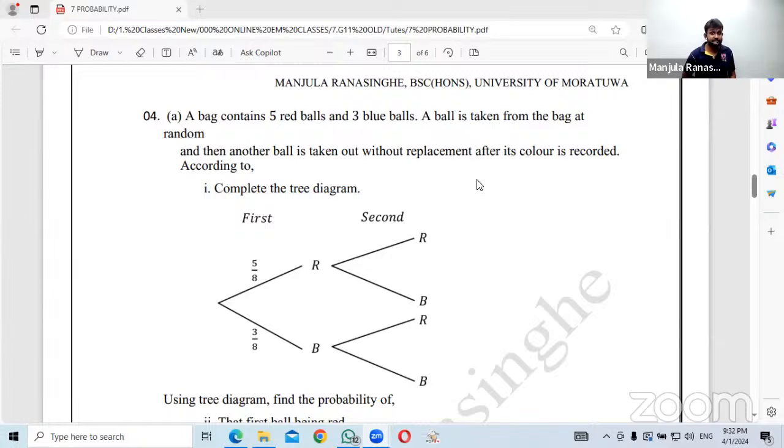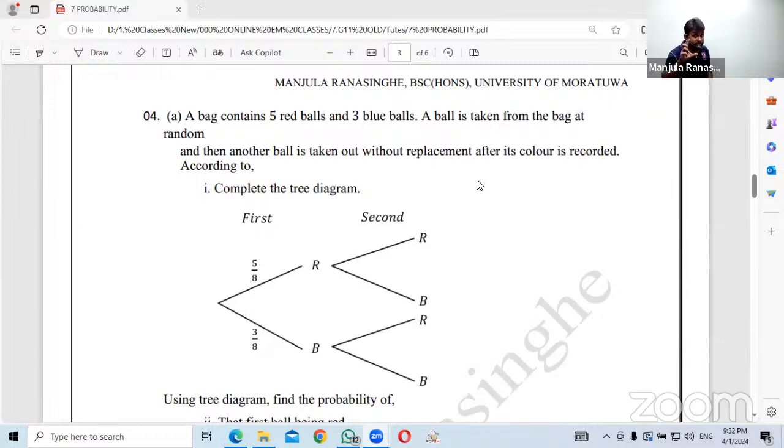Underline that word in the exam. Highlight it well with a pen or pencil. Without replacement, right? So if I take a certain ball, the same ball is not available for the second incident. So that is the understanding. After the colours are recorded, complete the tree diagram.